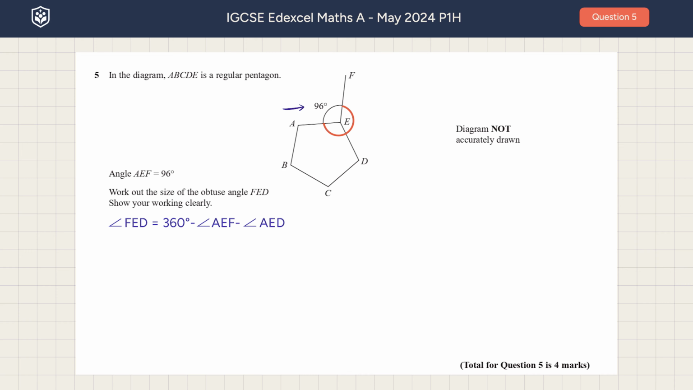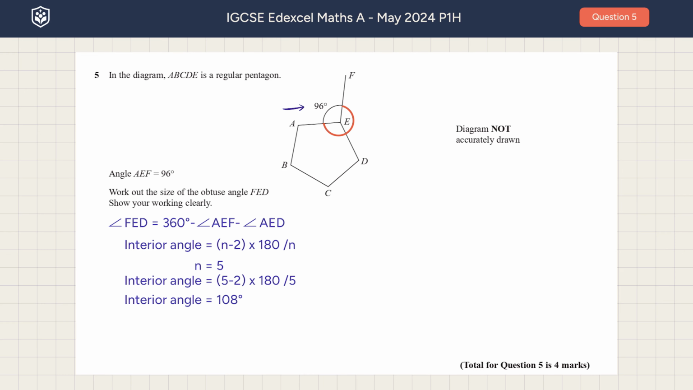To find this, we can use the equation for finding interior angles of regular polygons, which is (n minus 2) times 180 divided by n, where n is the number of sides. Here we have a pentagon, therefore n equals 5. We can put that into the equation to make (5 minus 2) times 180 divided by 5, which equals 108 degrees. Now that we have both angle AED and angle AEF, we can plug both of those angles into our original equation to make FED equals 360 minus 96 minus 108, which gives us 156 degrees, which is the answer to this question.